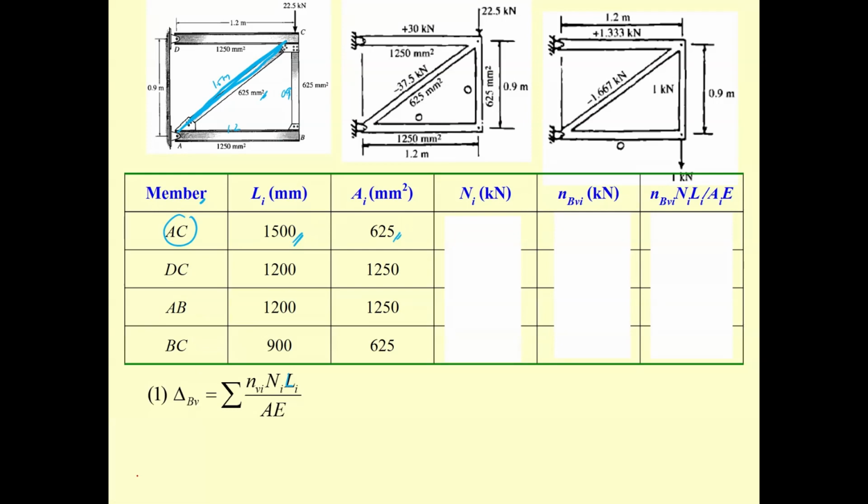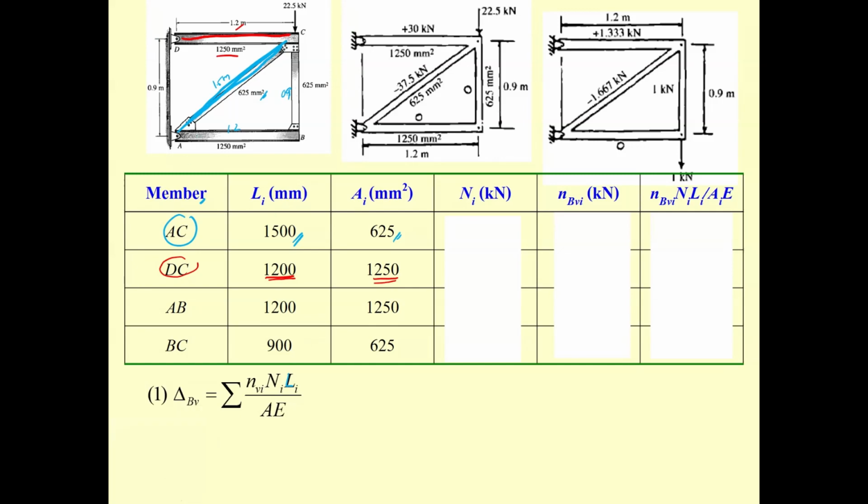Now, for the member DC, it is over here. The length is 1.2 meter. Okay, you prefer to put it into millimeter, so 1,200 millimeter. The area is 1250 square millimeter.